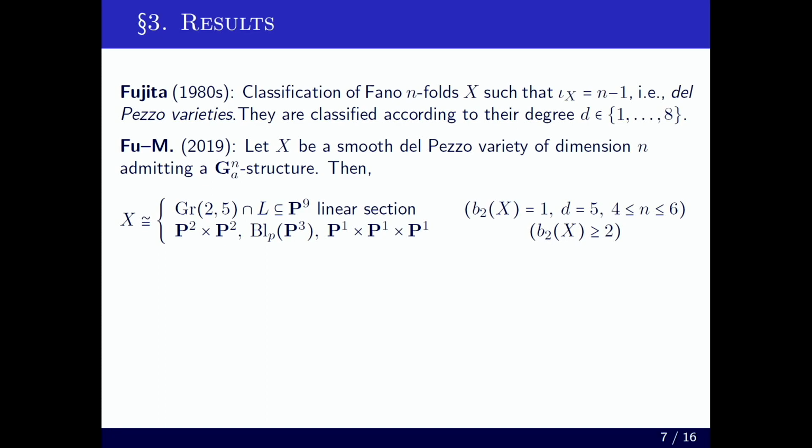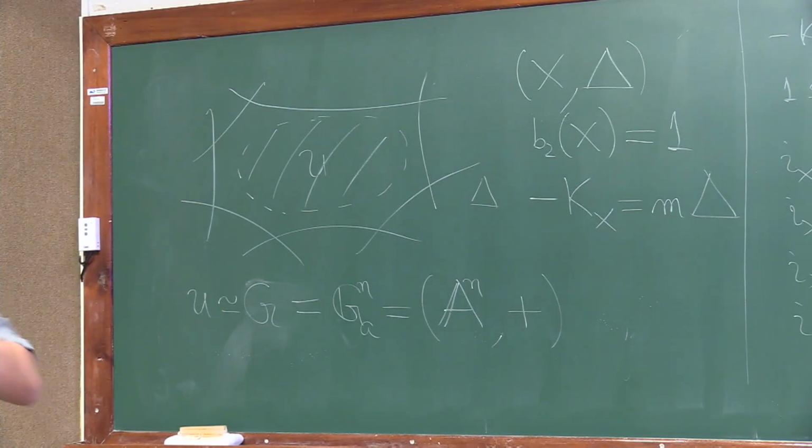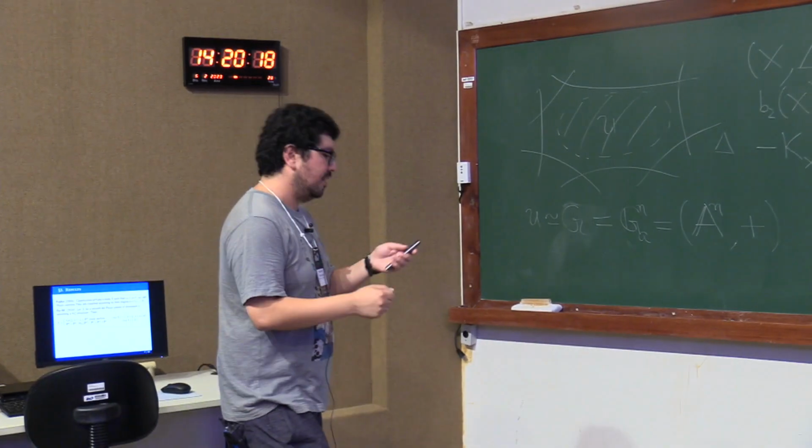We used another technique, which is called the variety of minimal rational tangents. So these varieties are full of rational curves because you have a big A^n inside. And you can describe some family, some sort of moduli space of rational curves inside. And we use this to prove this theorem.